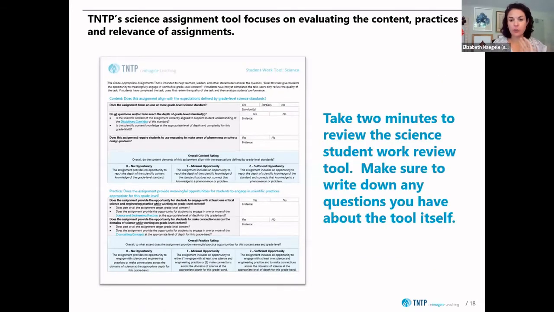Okay, so we are going to start with grade appropriate assignments and the grade appropriate assignments tool. So go ahead and access this tool in your STEM teaching toolkit. It is called the grade appropriate assignments tool. I know that you have seen it before from our June training. So I'm going to give you just 1 minute to make sure you have it open and to skim through the sections again, because we are going to go through it in depth. So go ahead and do that now. I'm going to give you 60 seconds to get that open and reviewed.